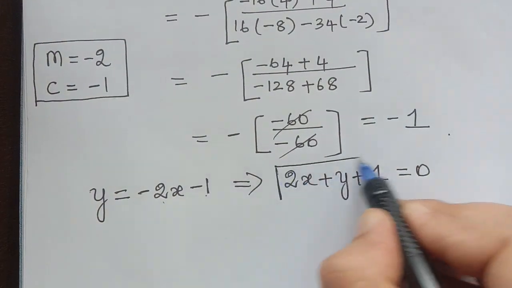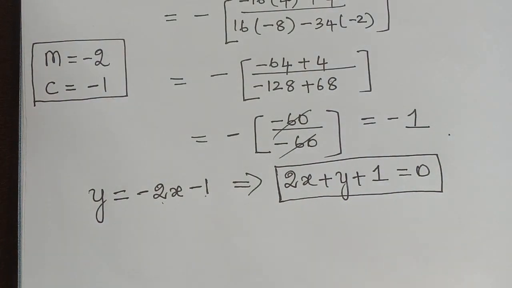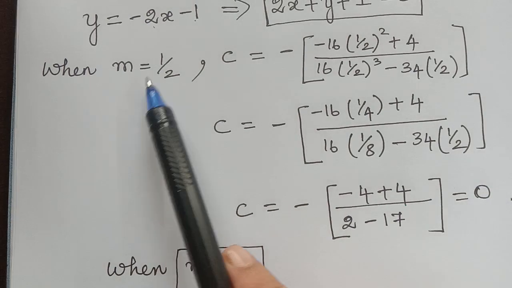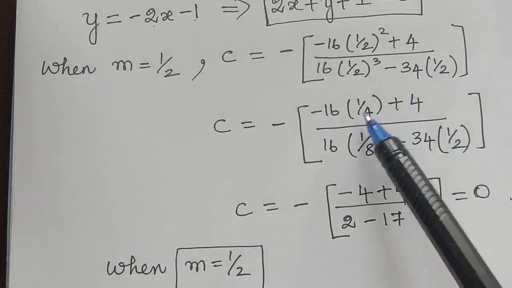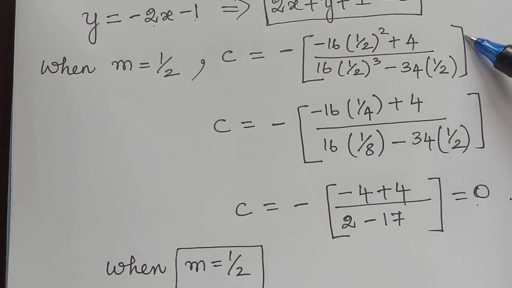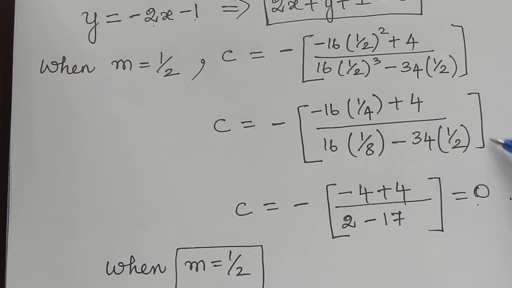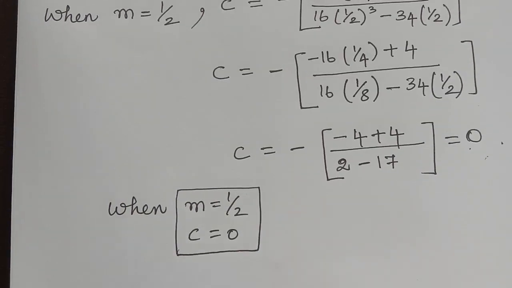This is the second equation of the asymptote. We shall find the third and fourth asymptote also in the same way. We observe that when m is equal to 1 by 2, the value of c is this. And when we simplify it, we get it to be equal to 0. You patiently go through this and check out how we are getting 0. So, when m is equal to 1 by 2, the value of c is 0.